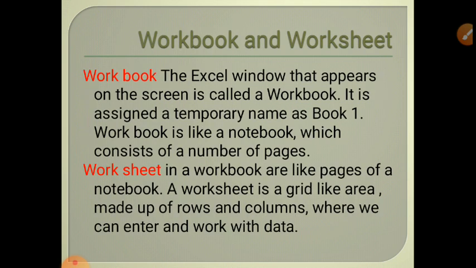Microsoft Excel has two basic concepts. First is the workbook and worksheet. The workbook that appears on the screen is called a workbook. It is assigned a temporary name, Book1. It consists of a number of pages. Actually, a workbook is just like our notebook, which has many pages inside it. In the same way, a workbook in Excel has a number of pages.